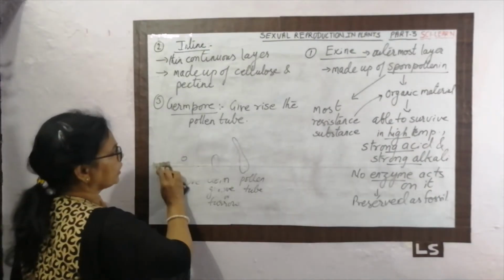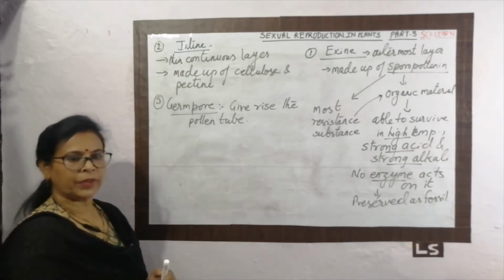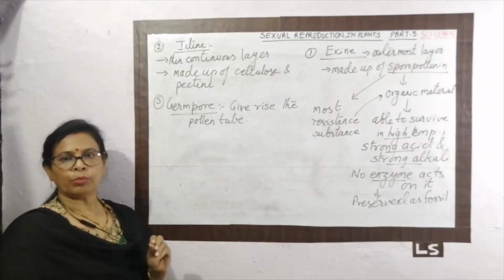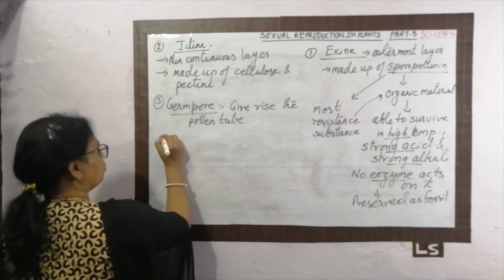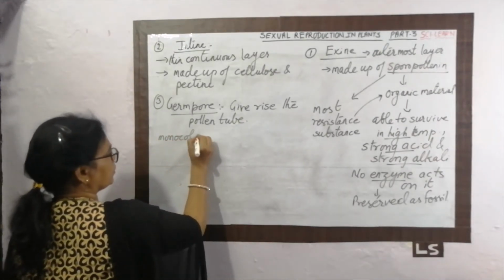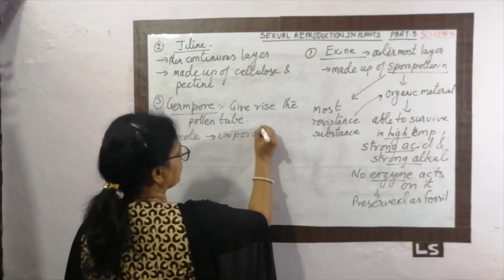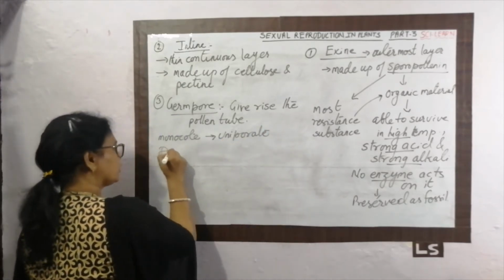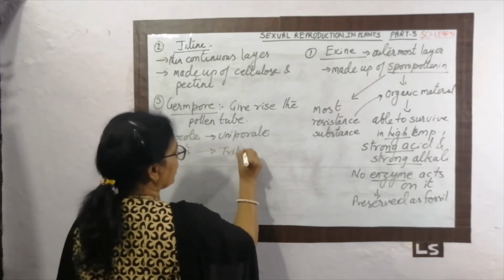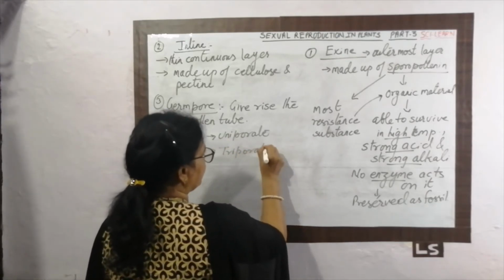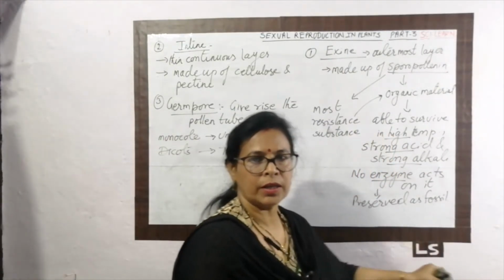Germ pores in monocotyledon and dicotyledon: different types of germ pores are there. In monocotyledon, the germ pore is uniporate. In dicot, it is triporate. Tri is for three. That is the importance of the germ pore.